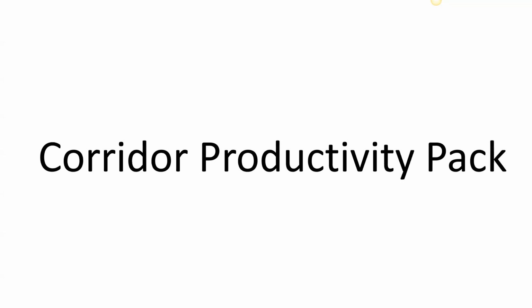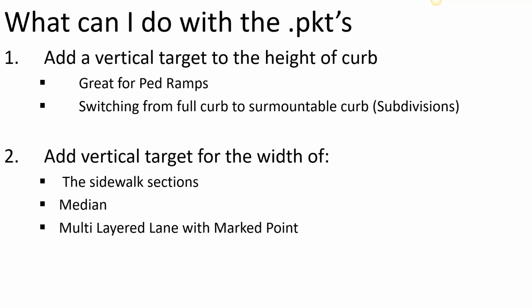What does this mean with the Corridor Productivity Pack? Again, you have that ability to do what I just did. Download the Corridor Productivity Pack from ctcsoftware.com. It is free. There's about 11 PKTs out there. And with the fact that they are exactly PKTs, you have the ability to open them in Subassembly Composer, and you could come in and make these adjustments to it.